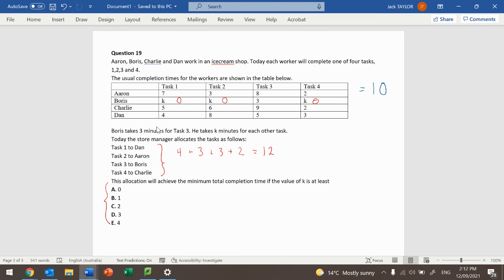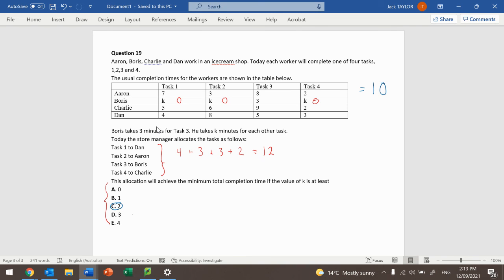You could go right through those options and do the exact same process for 1, 2, 3, and 4, but that's really tedious. What I would do now is say, because 0 gives you a time of 10 minutes, if you substituted in 1, it would give you 11 minutes, because adding 1 to the K value would add 1 to the allocation time. With that logic, if we substitute in K equals 2, that would give us a minimum allocation time of 12. So the answer for this one is C.